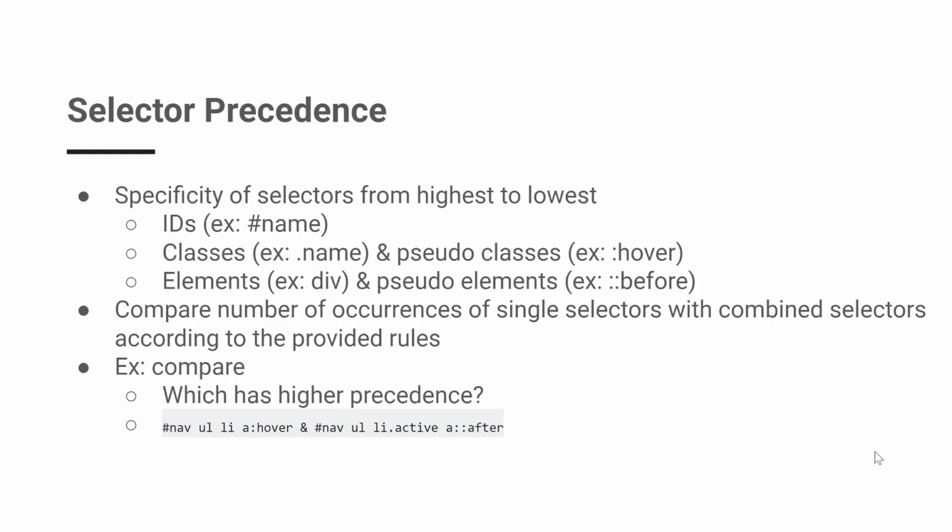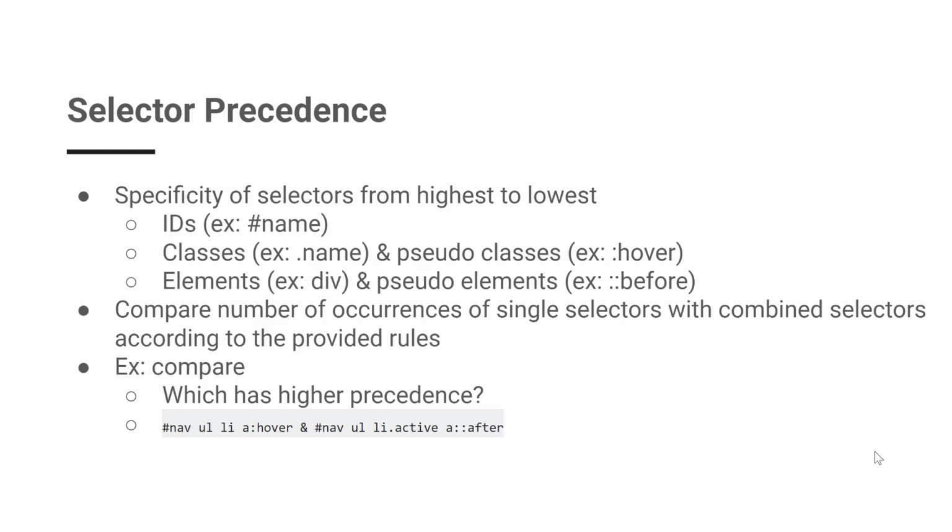So here we have an example, and we are asked, which has higher precedence? And here you might look and think, well, they both have an ID, so they should be the same. But like I said, we need to compare the single selectors based off the rules provided. So they both have one ID, so far so good. Let's move on down the hierarchy and look at classes. The one on the left has the hover pseudo class, and the one on the right has the active class. So they both have one class each. Now let's look at the elements.